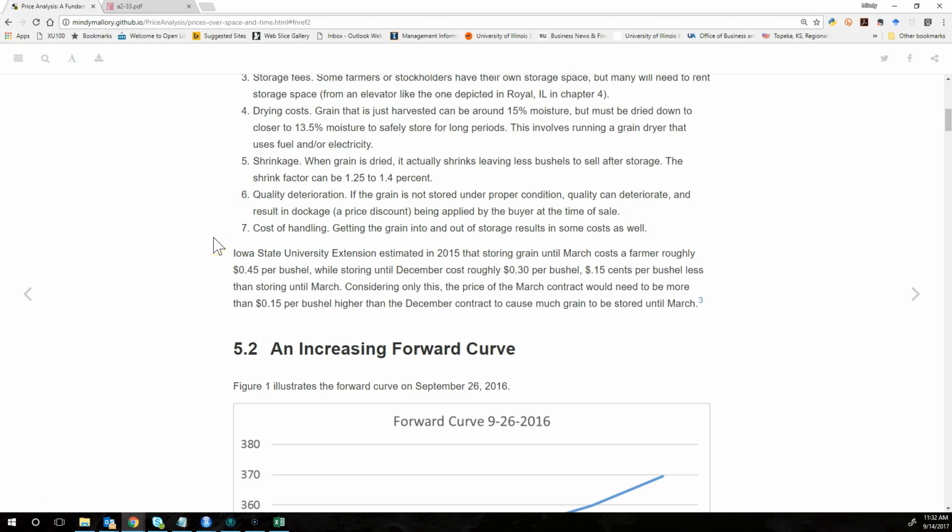And the last one that we've listed here is cost of handling. It costs money to get these things in and out of bins in terms of labor and trucks and all kinds of stuff. So there is some cost associated with that.